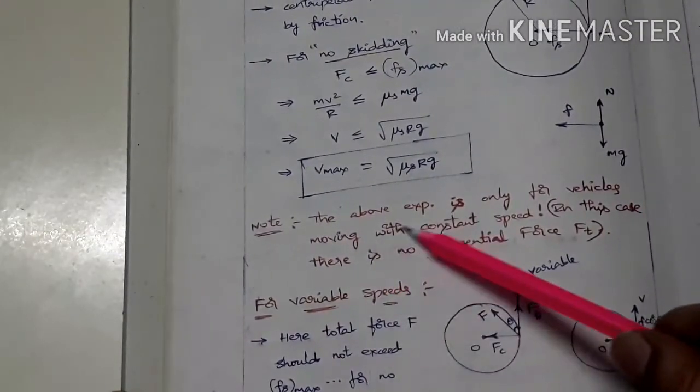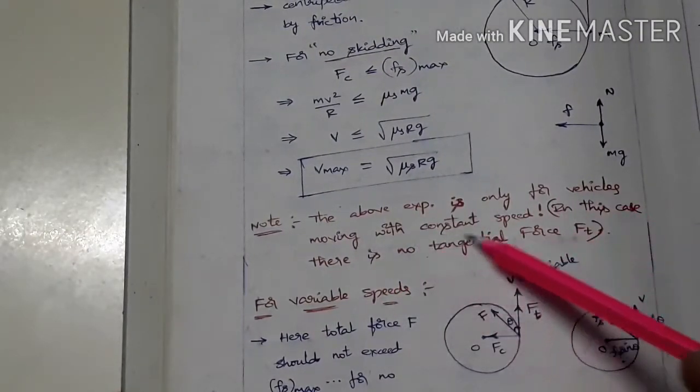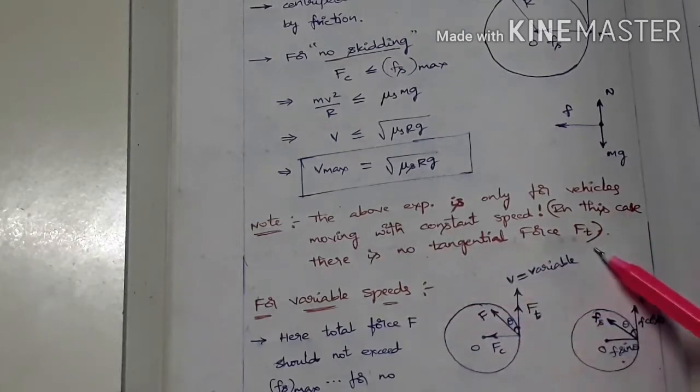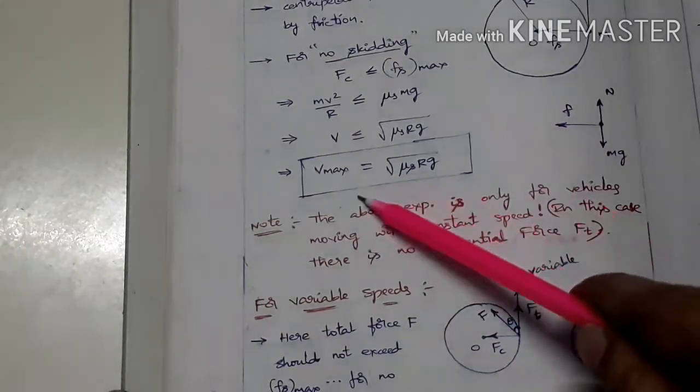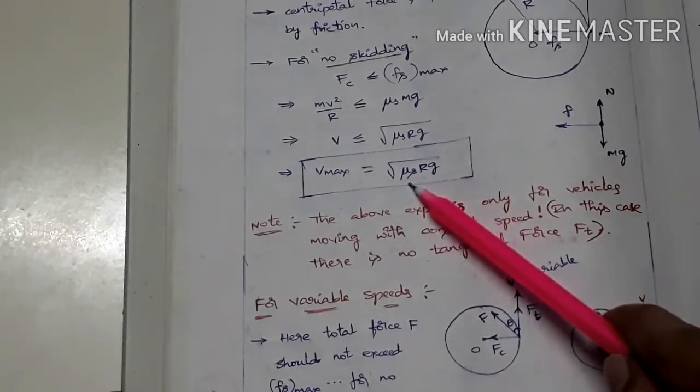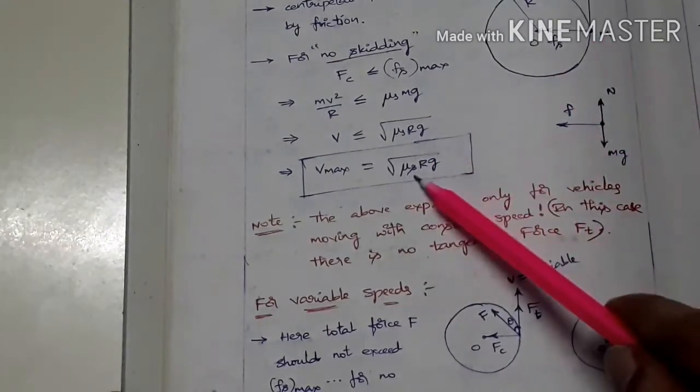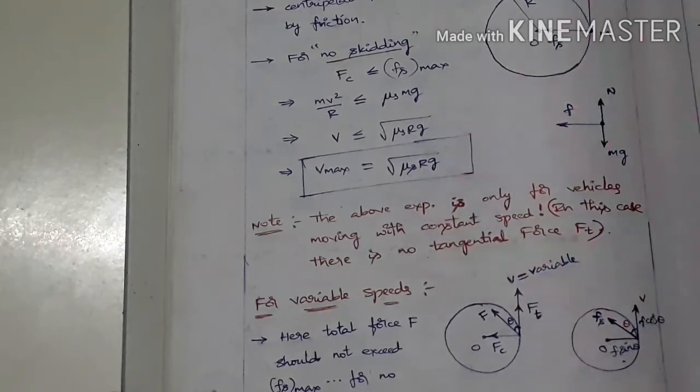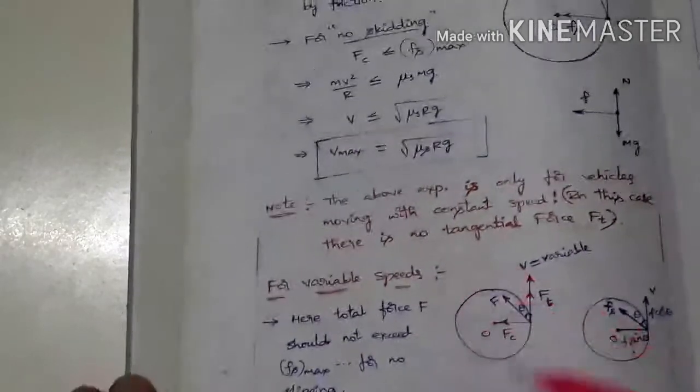See, note point: the above expression is only for vehicles moving with a constant speed. In this case, there is no tangential force Ft here, right? So here maximum velocity depends on what? Coefficient of static friction, that is the roughness of the surface, and the radius of the circle. Yes. Next one, for variable speeds.